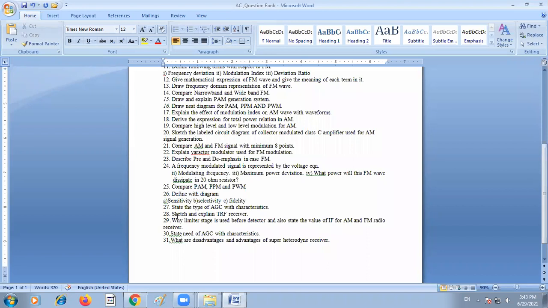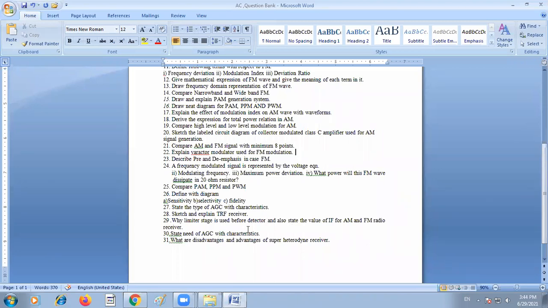And next, state the types of AGC with characteristics. AGC means automatic gain control in AM receivers. Okay, next one is sketch and explain the TRF receiver, that is the tuned radio frequency receiver. So there is a block diagram. The first block is the radio frequency amplifier, and there is a demodulator, and again an audio amplifier and loudspeaker. So the block diagram is there. Please go through that.